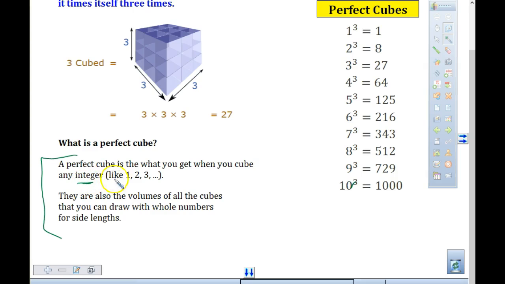Some of you aren't writing, so I would check your pencil, if we get this writing in that box right where it says, what is a perfect cube? And the key thing here is that these are the volumes of all the cubes. These are the volumes of our cubes.